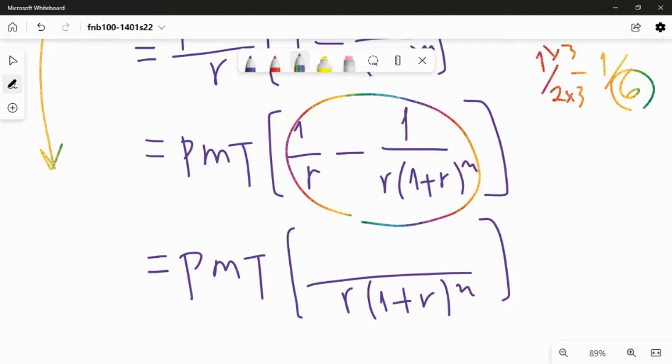Whatever you do to the denominator, you do the same to the numerator. So then the left term, because the denominator became R times (1 plus R) raised to n, you have to do the same to the numerator here, right? But there's nothing to do to the right term because nothing has changed on the right one. Okay? Now, we are at this point.